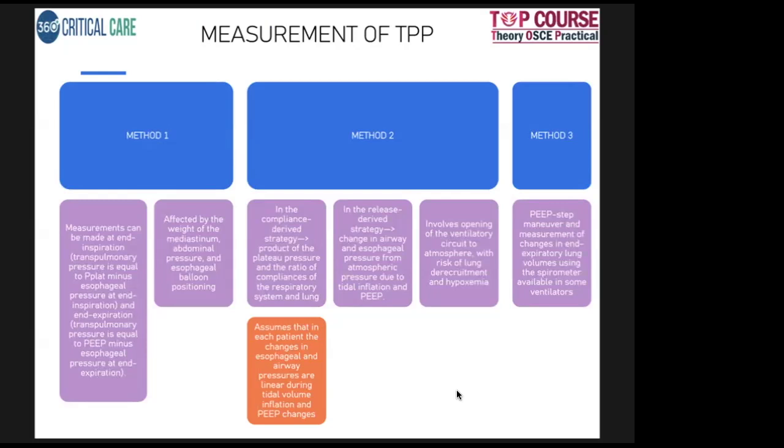Then comes method 3, where a PEEP step maneuver and measurement of changes in the end-expiratory lung volumes are done using the spirometer, which could be available in some of the ventilators.